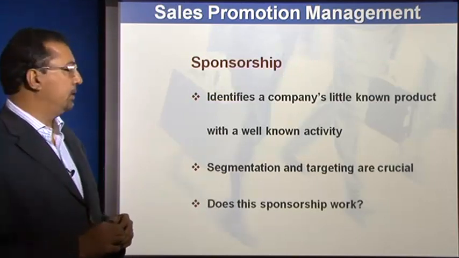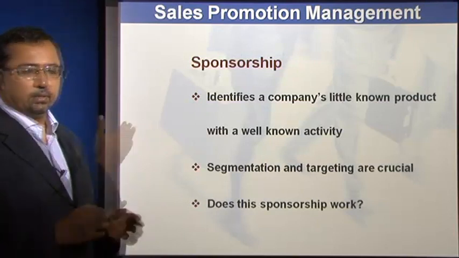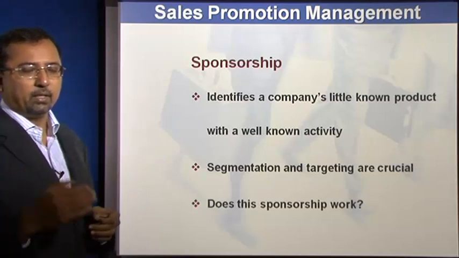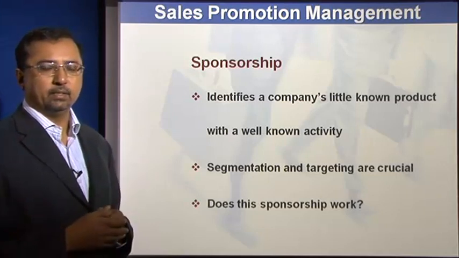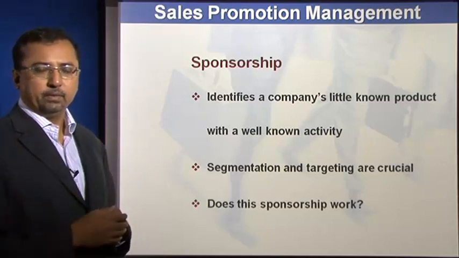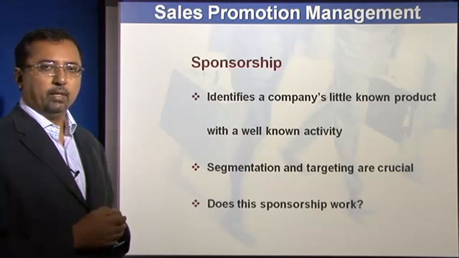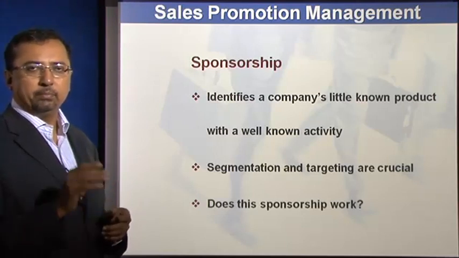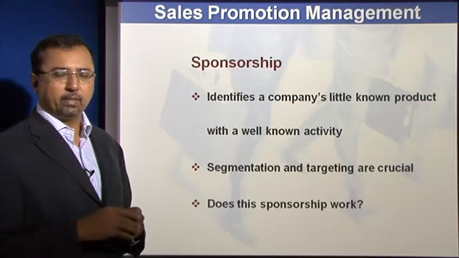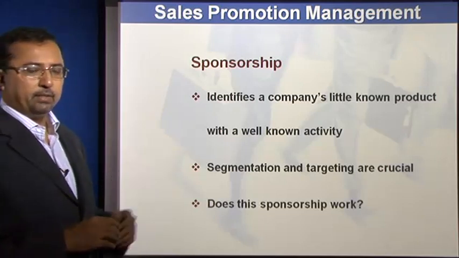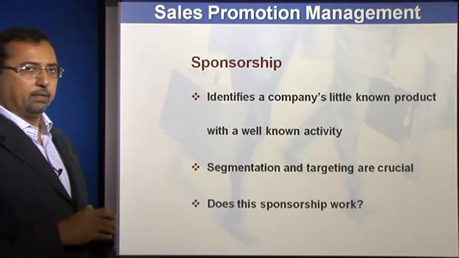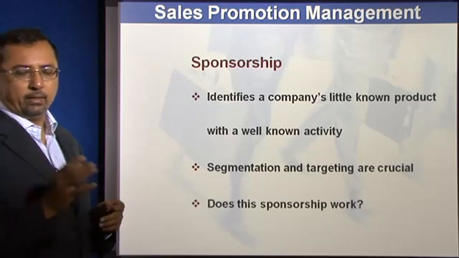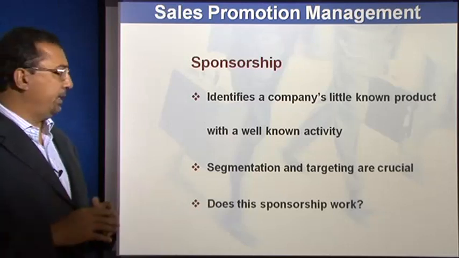Another critical element is sponsorship, particularly when it's a little known product that wants to get out of the clutter. You might recollect that in 2010 IPL, Carbon came in with a bang. It's a new brand of cell phone, promoting and being a key sponsor of the IPL, particularly with respect to a certain category. If I remember right, it was for catches. So it identifies a company's little known product with a very well known activity. In this case, Carbon, a very little known cell phone at that time, with a very well known activity of cricket and an excellent brand like the IPL.